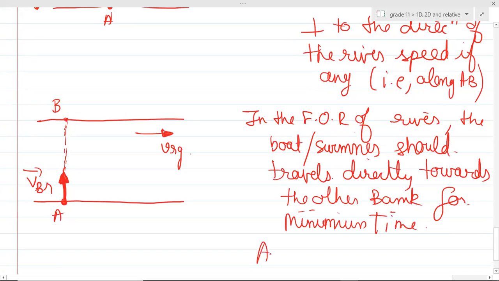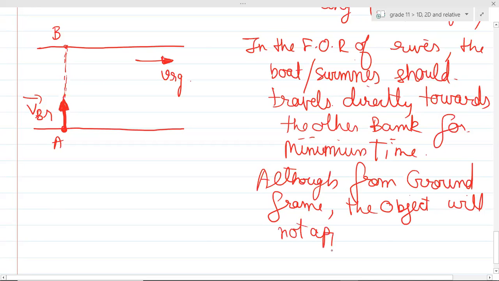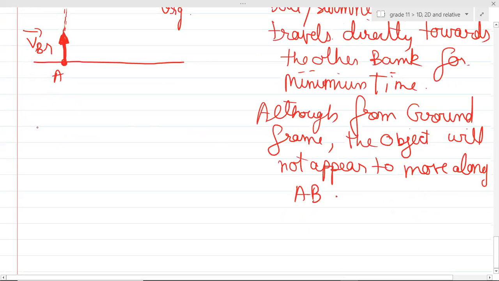Although from the ground frame the object will not appear to move along AB. Please remember, the ground frame says the object will not appear to move along AB. The ground frame says the object will be moving in the direction of the river, like this.